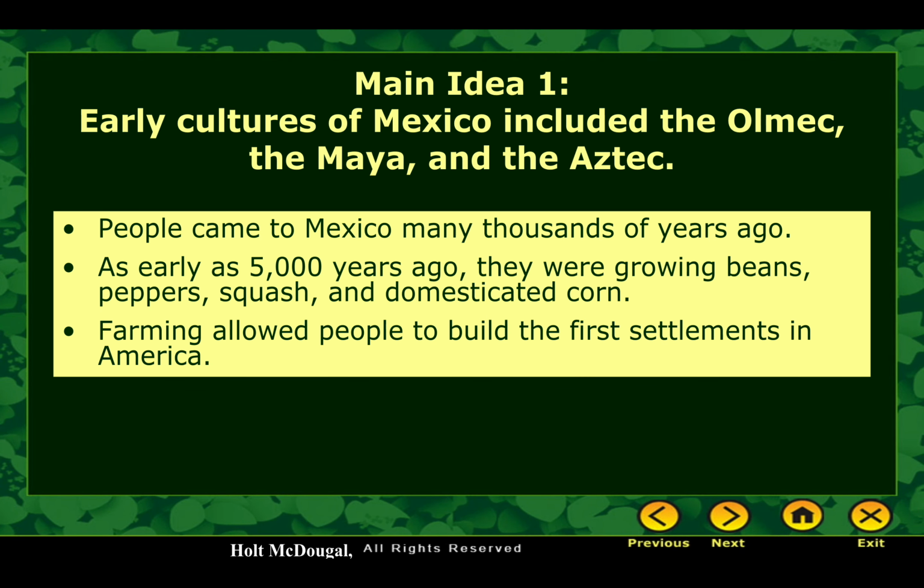Early cultures, the Olmec, the Mayan, and the Aztec, are from thousands of years ago. As early as 5,000 years ago, we know that they were growing beans, peppers, squash, and they domesticated corn. And farming allowed them to build the very first settlements in America. So at that time, it was not America yet. There was no such thing. So the southern parts of the United States, which we looked at in our last unit, were actually all part of Mexico then.